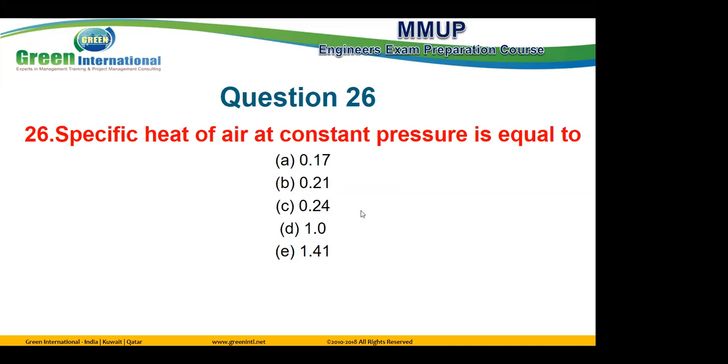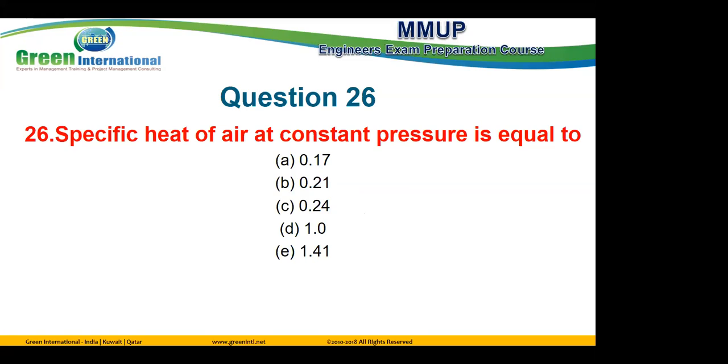No, here the specific heat of air at constant pressure is equal to 1. Number A, do you agree or not agree? Not agree also, no. Only 1 is okay. Specific heat at constant pressure. For air, this gas, we have 2 specific heats. So what is the meaning of specific heat first? Specific heat.